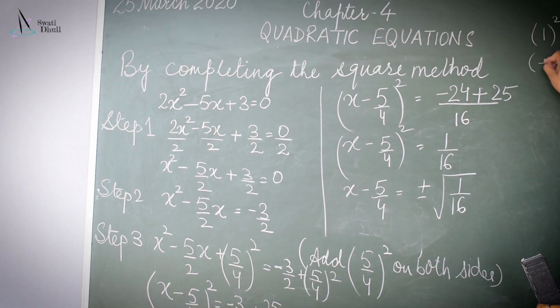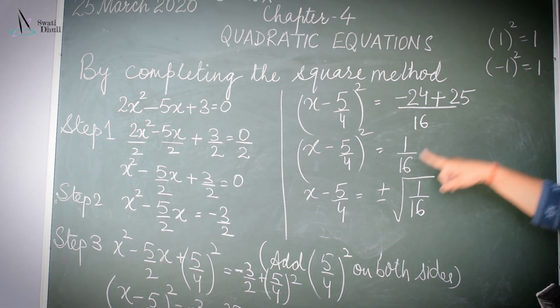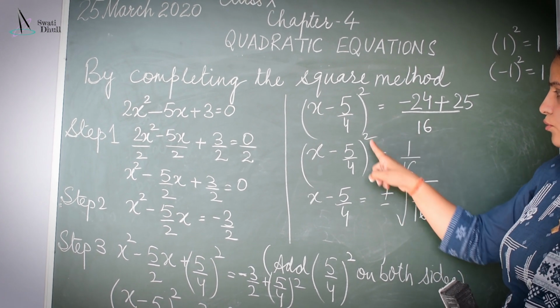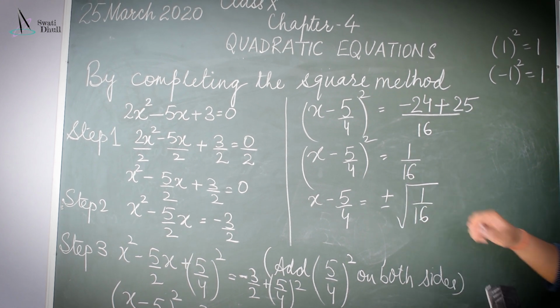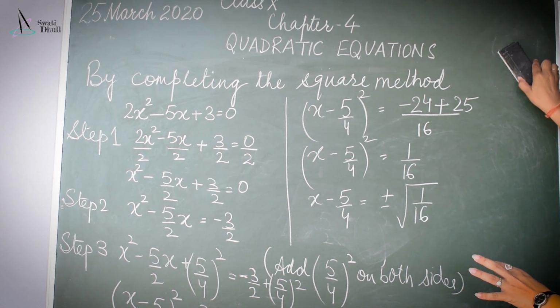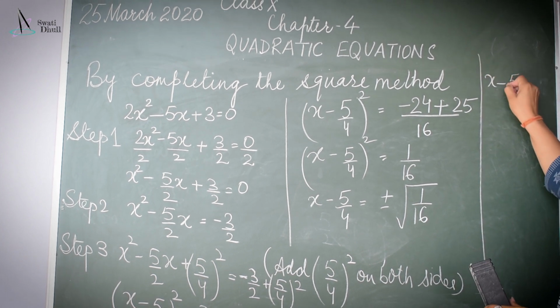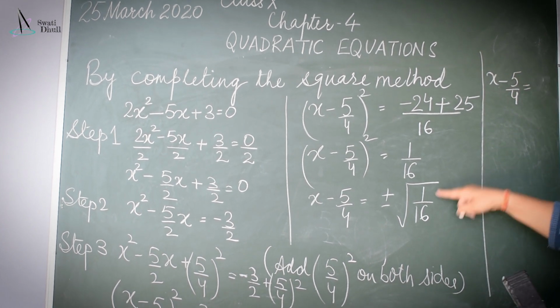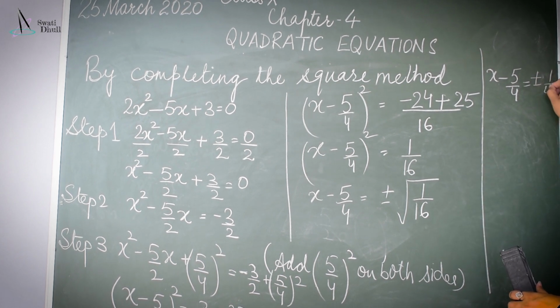If I take the square of minus 1, it is again 1. So that's why there will be two values. When I remove this square root, I'll have two values, so plus minus under root 1 by 16. So x minus 5 by 4 is equal to, if I take the square root of 1 by 16, plus minus 1 by 4.